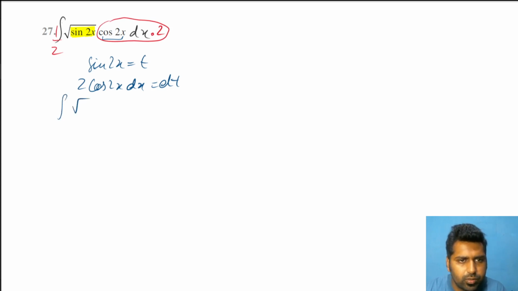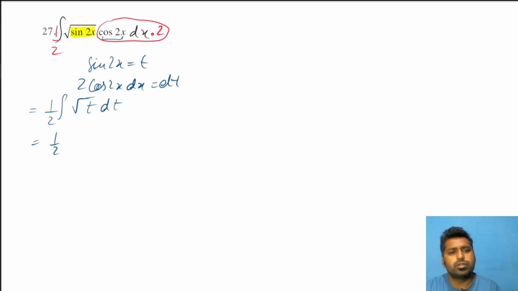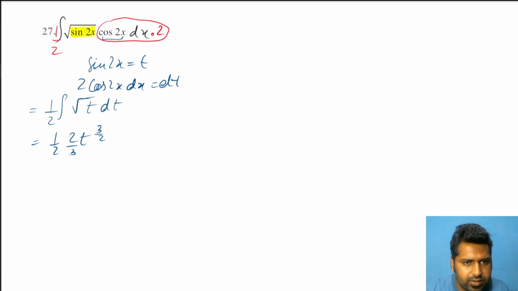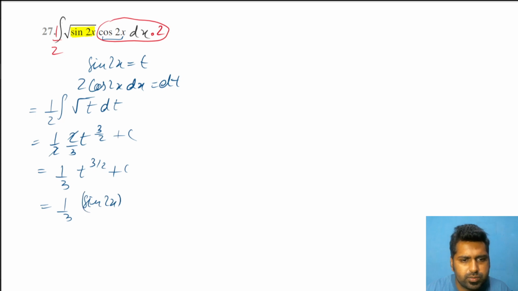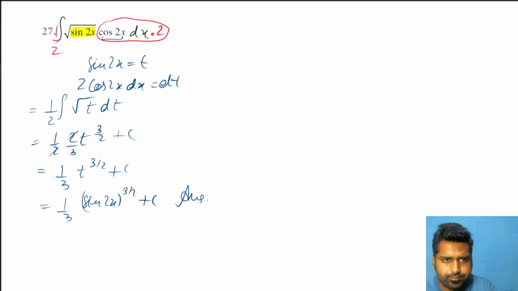So integration root t dt, and 1 by 2 also. What is the integration of root t? t raised to power 1 by 2 integrates to t raised to power 3 by 2 into 2 by 3. The 2 cancels, so 1 by 3 t raised to power 3 by 2 plus c. So 1 by 3, t was sin 2x, raised to power 3 by 2 plus c. That's the answer. This is done.